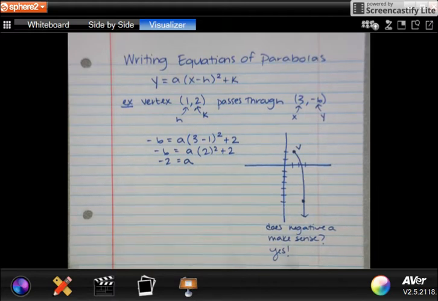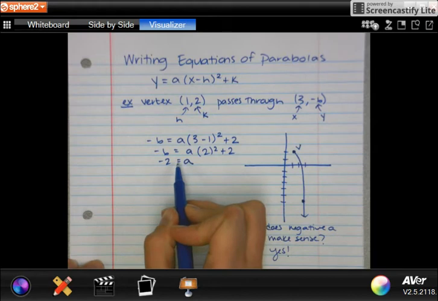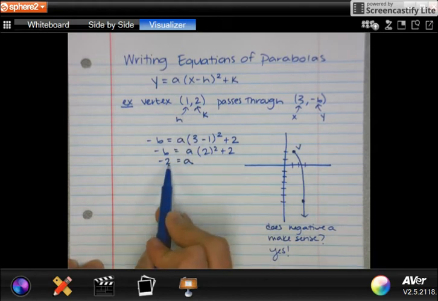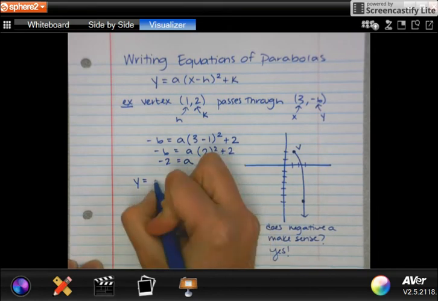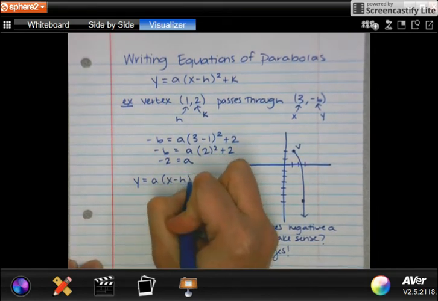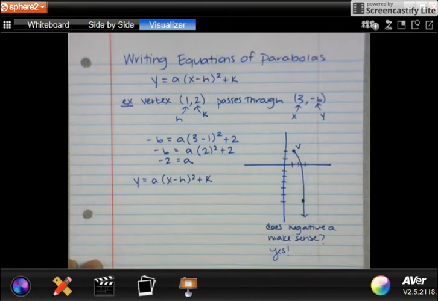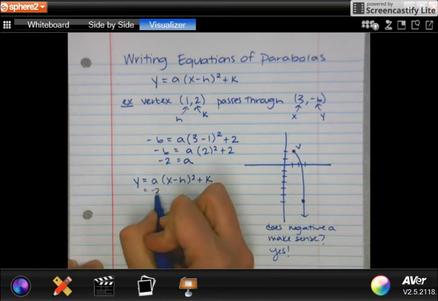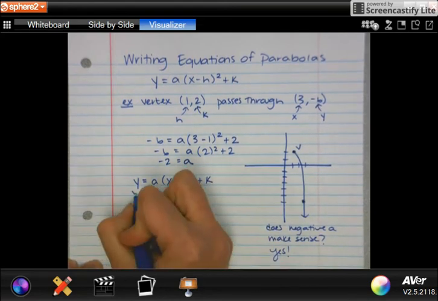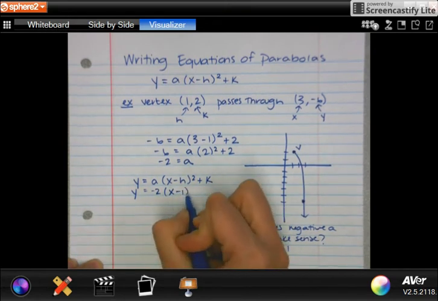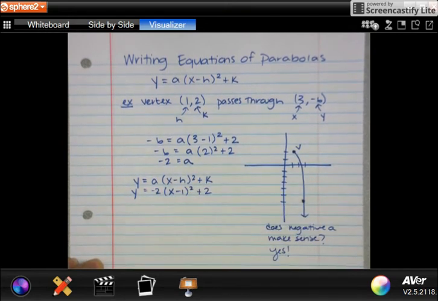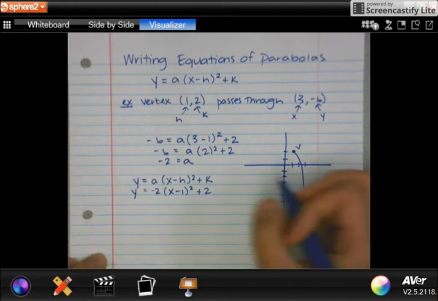So the final thing we're going to do is plug h, k and a back into vertex form. So remember, vertex form looks like this. So I'm going to plug in, now I know that a is -2. We're going to leave x and y as they are, plugging in h and k values. So that is the final answer in vertex form.